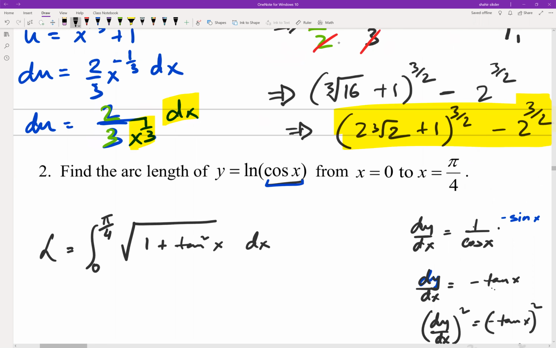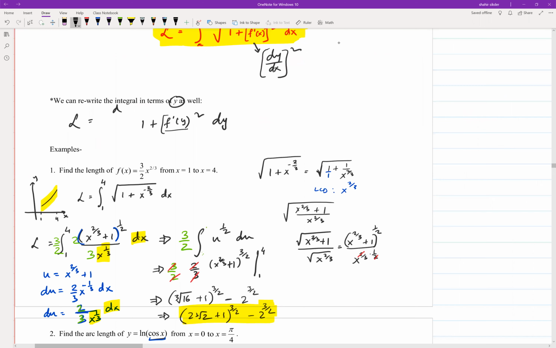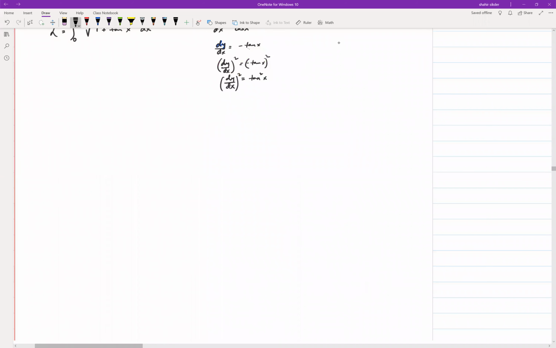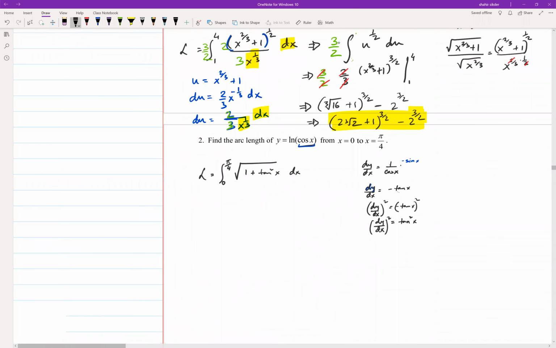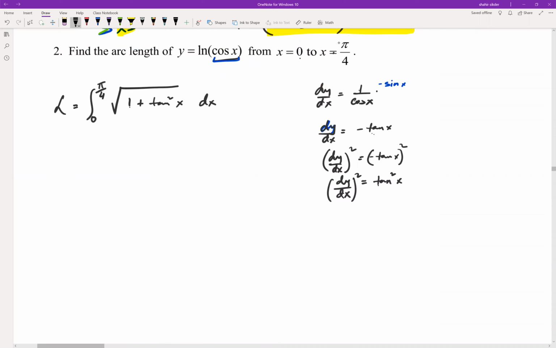If we look at the derivation of the formula, it says the first derivative must be squared, right? So we're squaring the first derivative. So it becomes tangent squared. And I'm going to just go ahead and plug in 1 plus tangent squared. The bounds are from 0 through pi fourths.